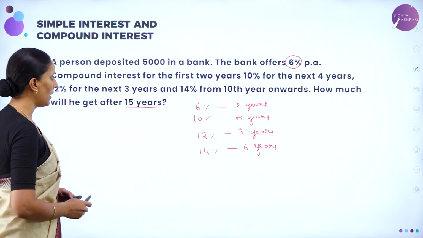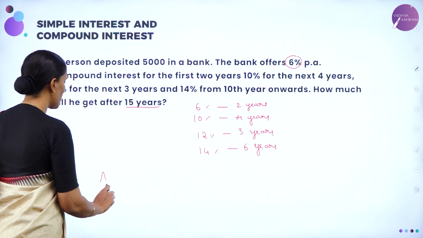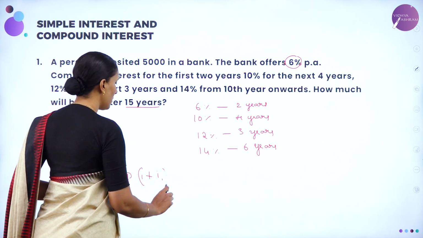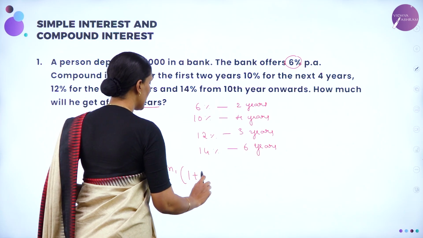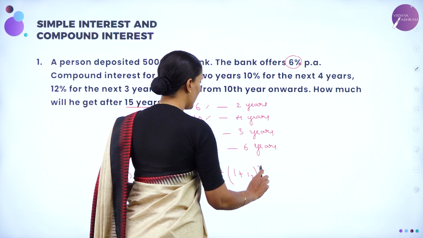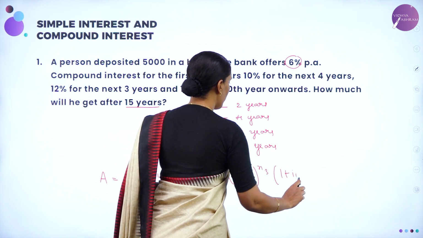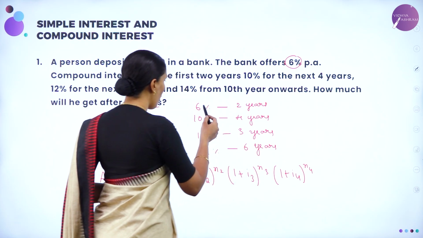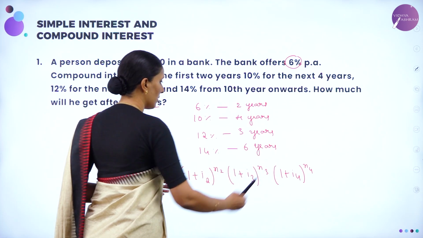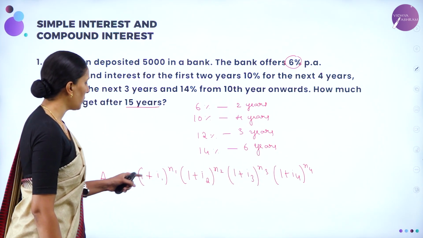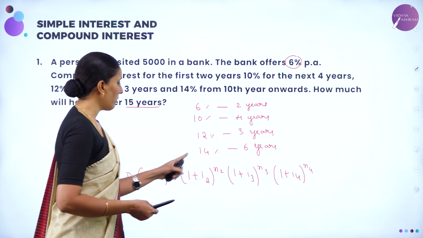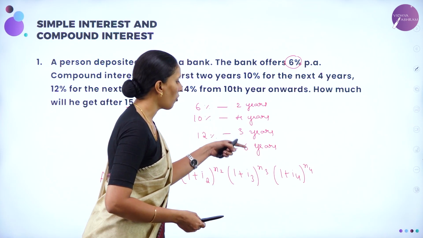Now to calculate, we will use the varying interest formula. Amount is equal to principal into 1 plus I1 whole power N1, into 1 plus I2 whole power N2, into 1 plus I3 whole power N3, into 1 plus I4 whole power N4. So here we have 4 different rates of interest. Therefore it is a product of 4 different terms. Now we will substitute I1, N1. I is the rate of interest in decimal form, and N1, N2, N3, N4 represent the number of years.